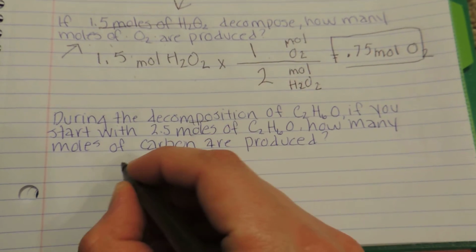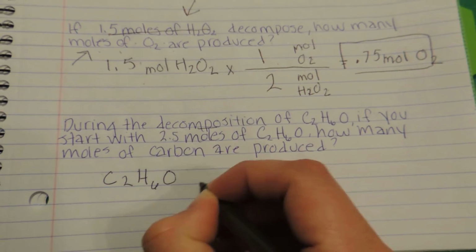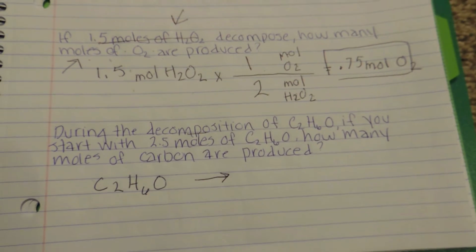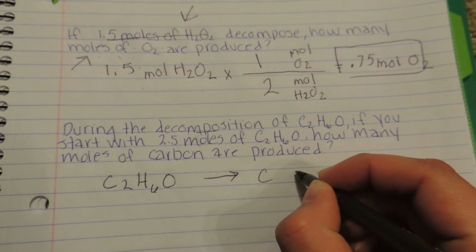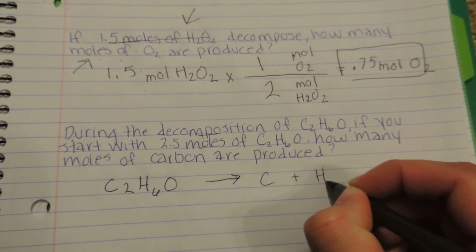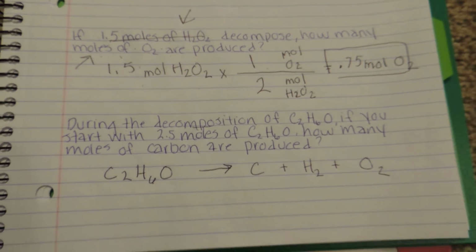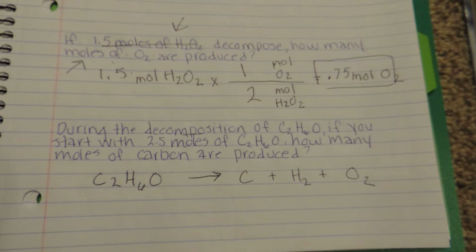We're dealing with decomposition. So that means I write C2H6O on this side, and on the other side, I write all the separate elements that it's decomposing into. So I'm going to write C, I'm going to write H2 because it's diatomic, I'm going to write O2 because it's diatomic. Please don't forget your diatomic. Now I'm going to balance it.